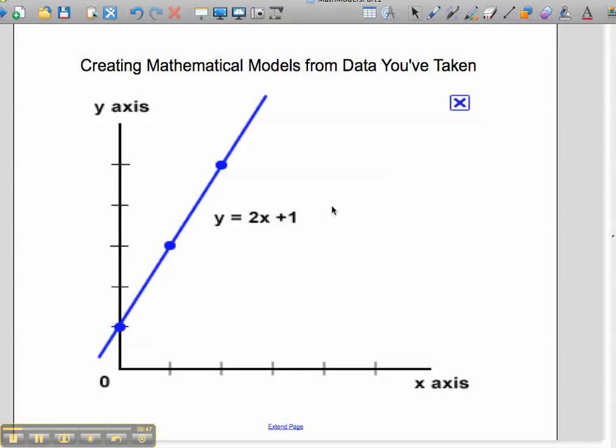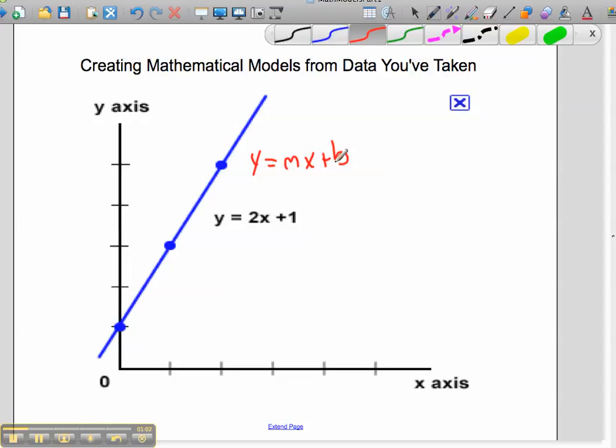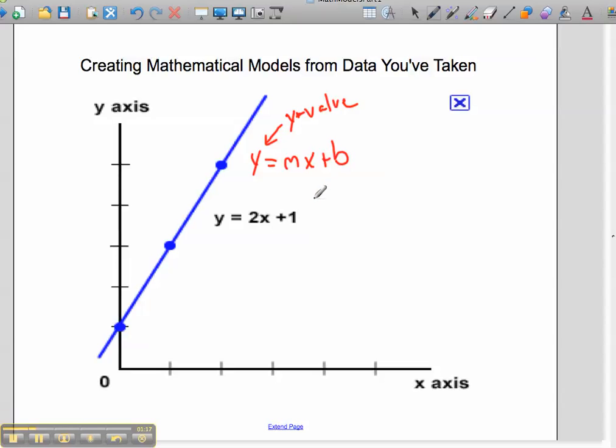Let's start by recalling back to your lessons in math where you have studied the equation of a line. And let's recall that the general form for an equation of a line is y equals mx plus b. In this particular equation, each one of these symbols has a meaning. This is the y value. This, meaning m, is the slope of the line. This is the x value. And this is the y-intercept.